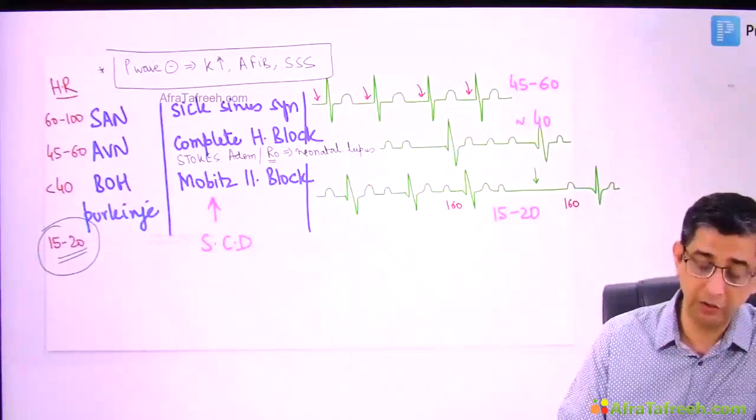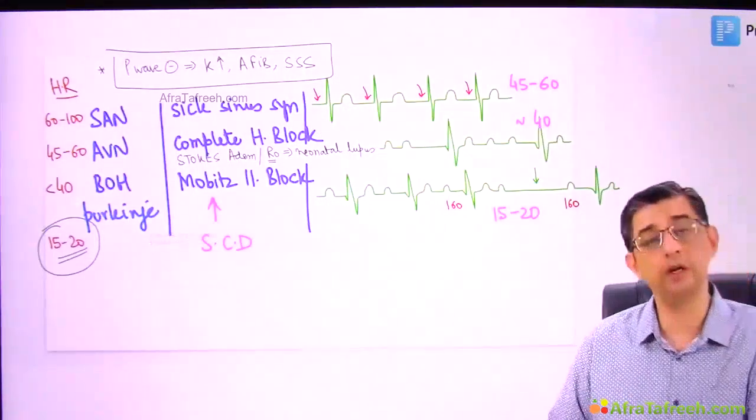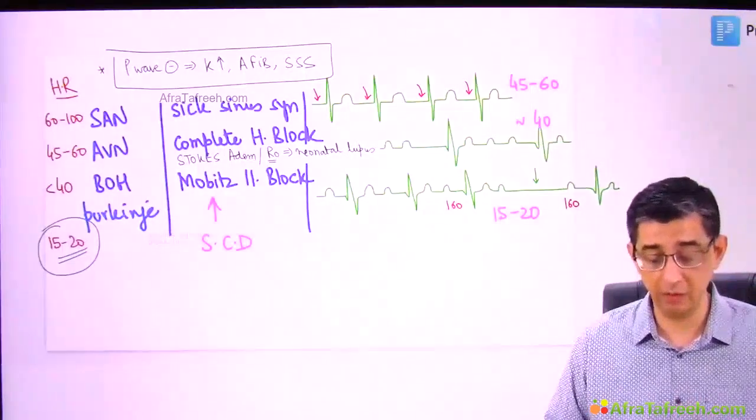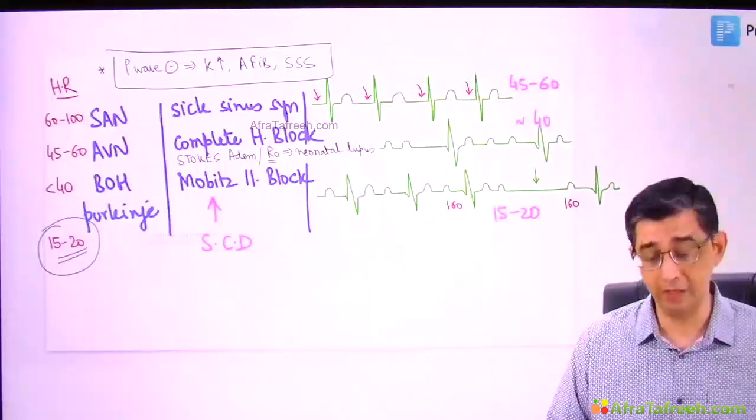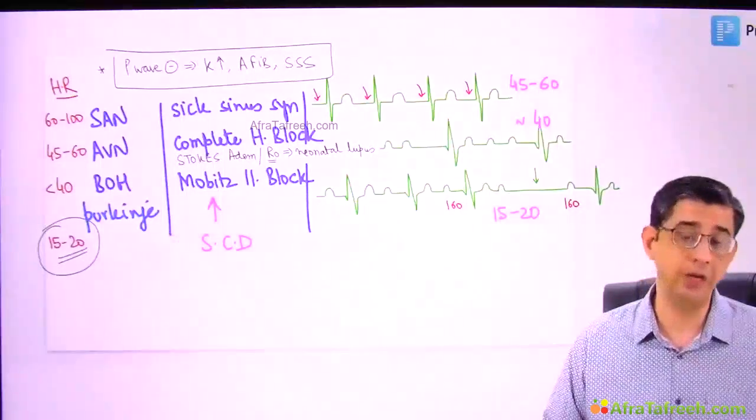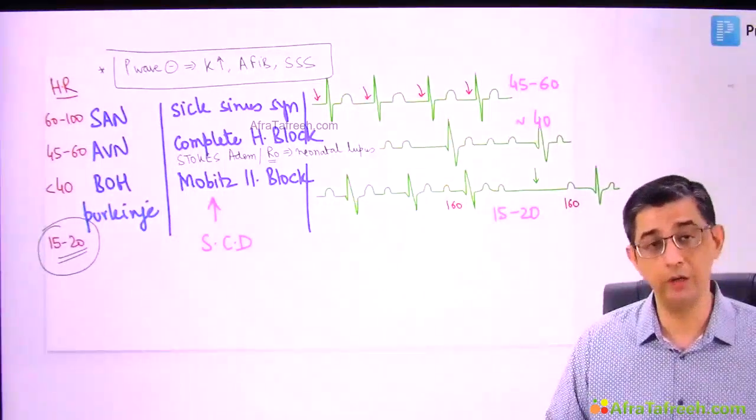An alternative name for complete heart block can also be third degree heart block. So in fact, for third degree heart block, I have said 2 alternative names: complete heart block, Stokes-Adams syndrome, and the pediatric version that is called neonatal lupus.